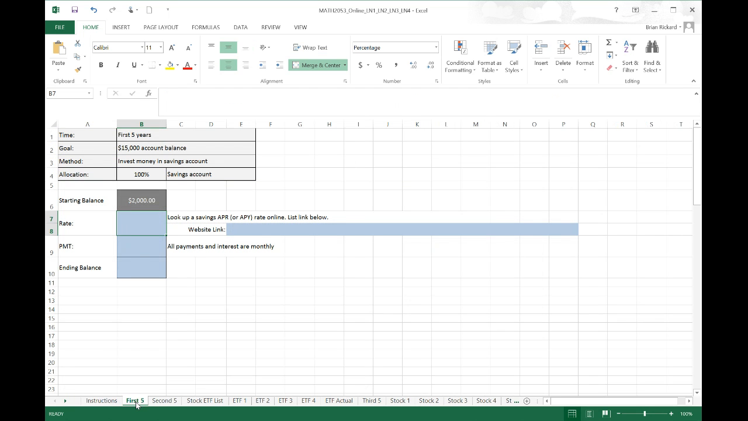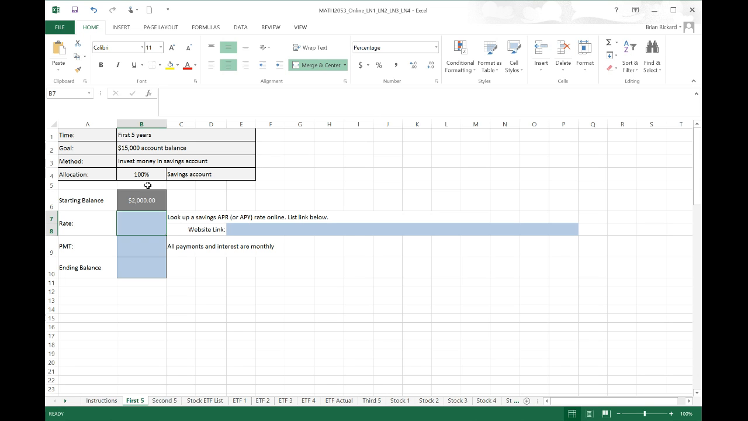This project is about investing, and there are four 5-year time periods, so a span of 20 years over which you'll be saving money by investing it. Each time period has a goal, a method, and an allocation. In this first 5-year time period, everything's going to go in the savings account. We've got a starting balance of $2,000 and a goal of $15,000, at least in this example.